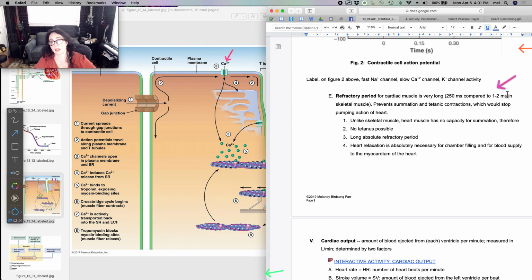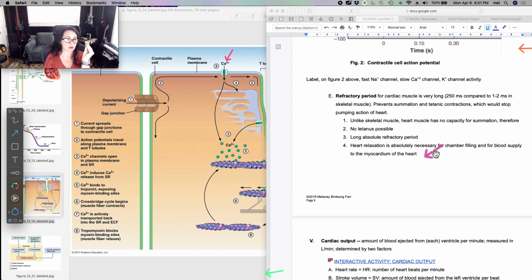So unlike skeletal muscle, the heart has really no capacity for summation, and therefore no tetanus is possible because of the long absolute refractory period. And that is really important because the heart, when it's relaxing, is actually filling, especially the ventricles. The other thing that's happening when the heart is relaxing is that it is the only time that the coronary arteries can deliver blood into the capillaries of the myocardium.